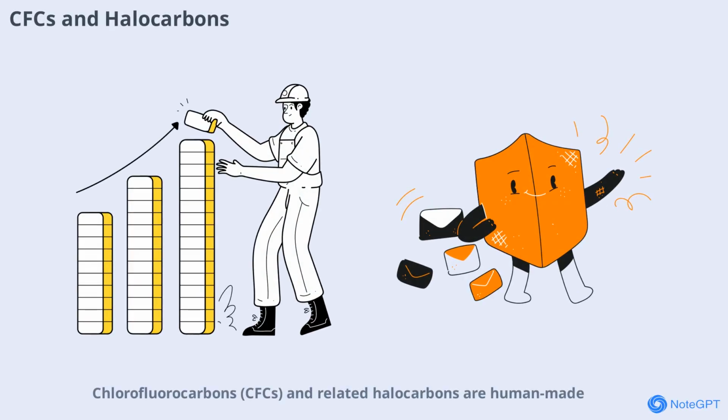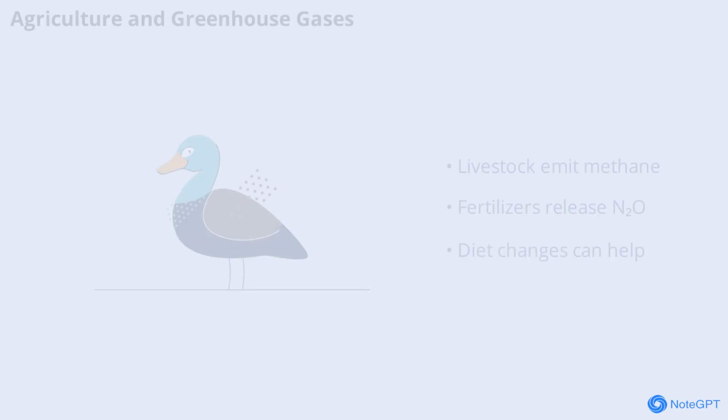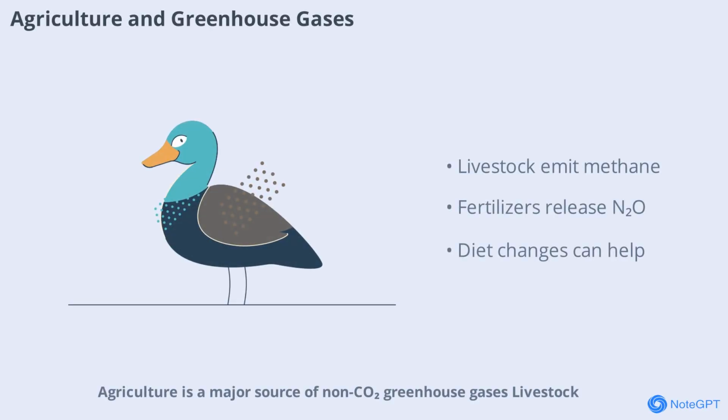Chlorofluorocarbons, CFCs, and related halocarbons are human-made gases once widely used in refrigeration and aerosols. They are extremely potent greenhouse gases and also destroy stratospheric ozone. Thanks to international agreements like the Montreal Protocol, CFCs are being phased out, but their replacements like HFCs are still rising. These gases, though present in tiny amounts, have a significant impact on climate due to their high global warming potential. Agriculture is a major source of non-CO2 greenhouse gases.